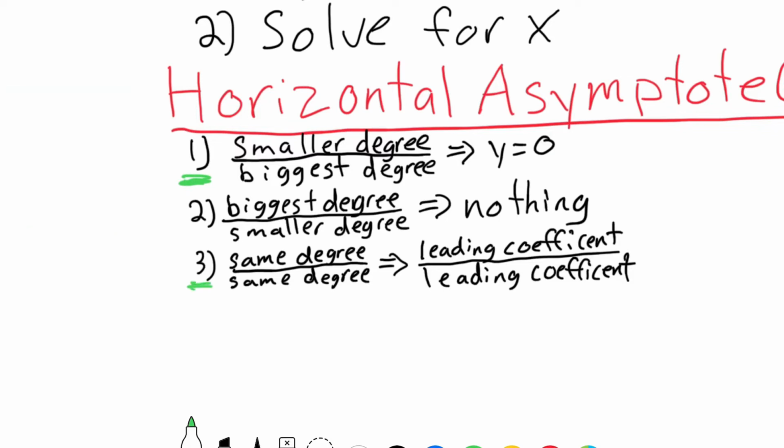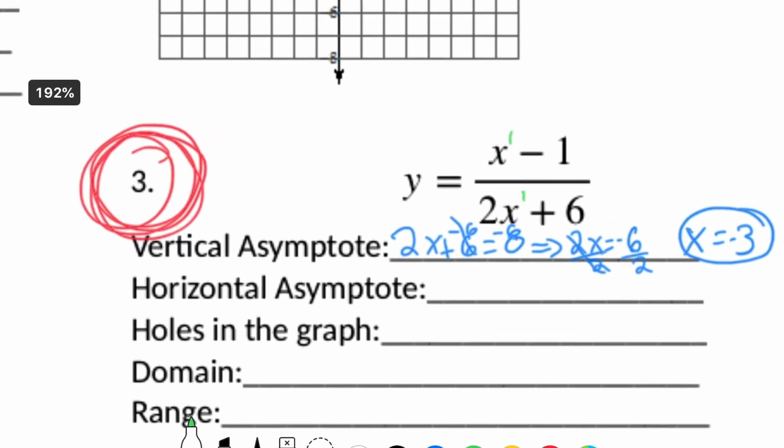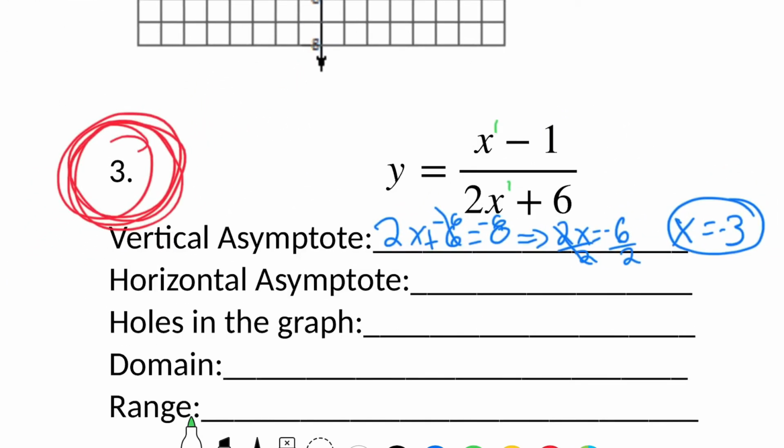If they're the same degree in the numerator and denominator, we're going to use our leading coefficients. So our leading coefficients for number 3 is going to come from an understood 1 in front of the x to the first, and our 2 in front of the x to the first in the denominator. So our horizontal asymptote is at y equals 1 over 2.